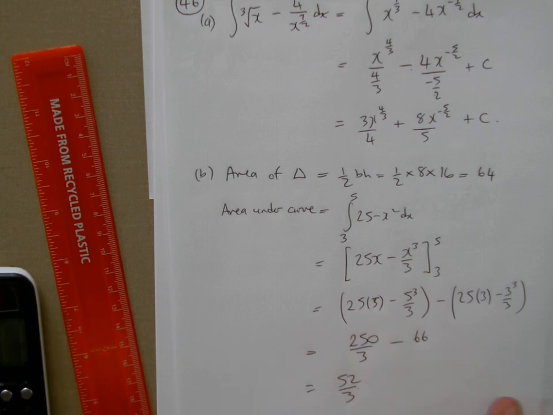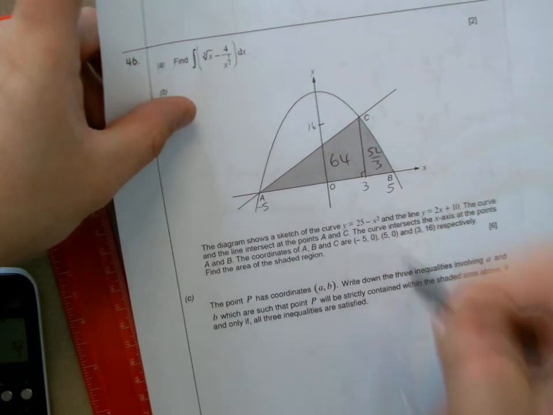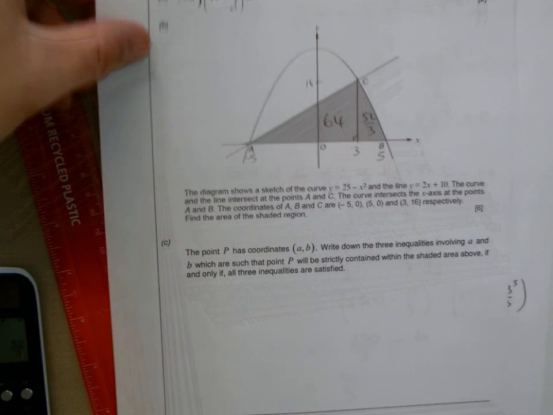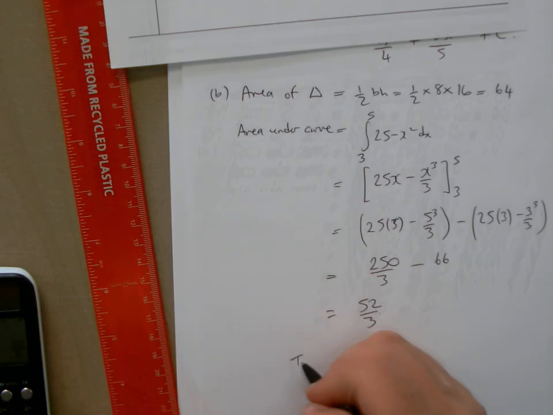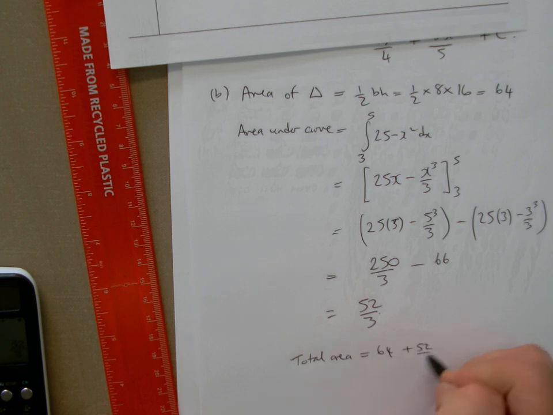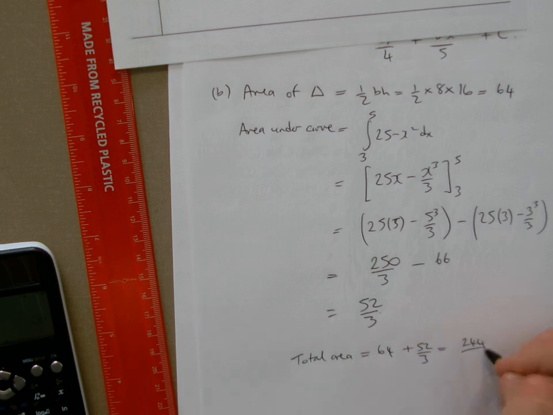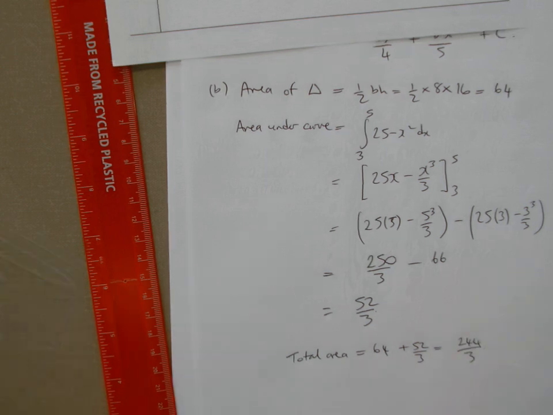So remember then, finally, I've got the area here to be 64, and I've got the area here to be 52 over 3. You've got to combine them on here. So you've got to say total area equals 64 plus 52 over 3. So on my calculator, that comes to 244 over 3. We leave it as a fraction, and we're done.